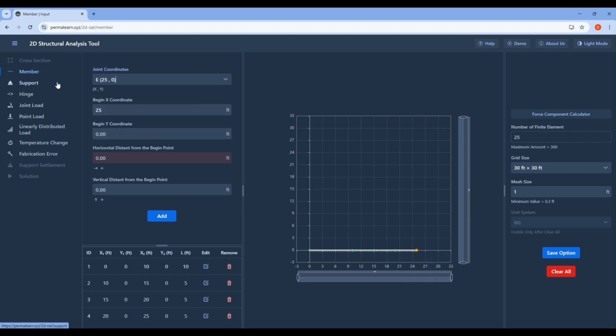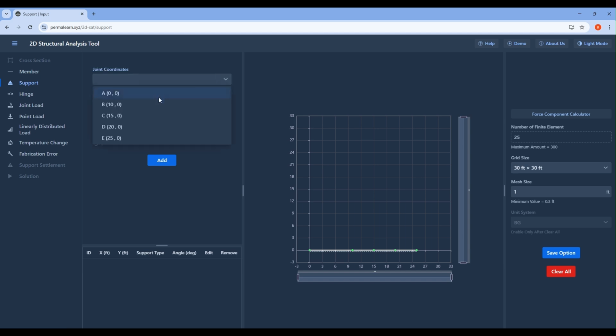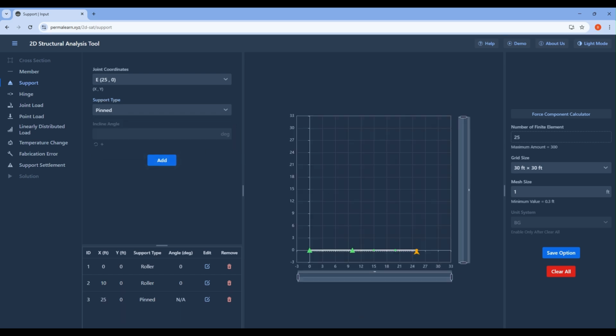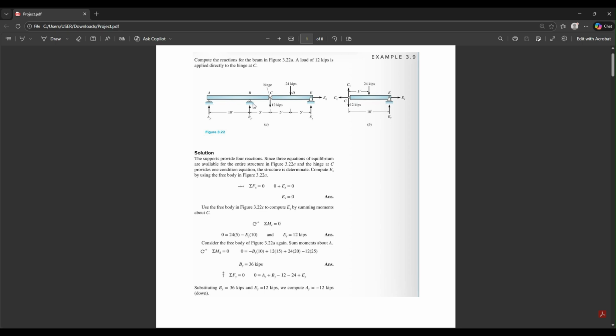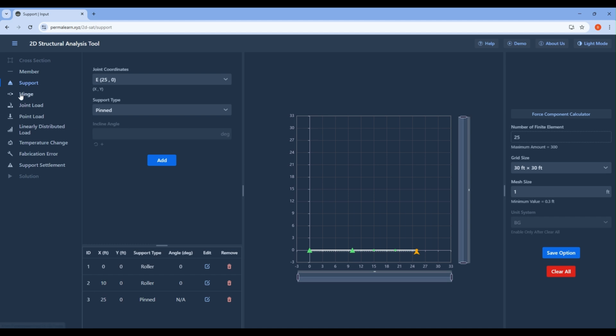And then let's start adding the support. So at point A it is a roller. At point B it is a roller, and at point E it is a pin. Roller at A, roller at B, and pin at E, and also hinge at C. So we need to add hinge at point C. So after this, we already add the support.